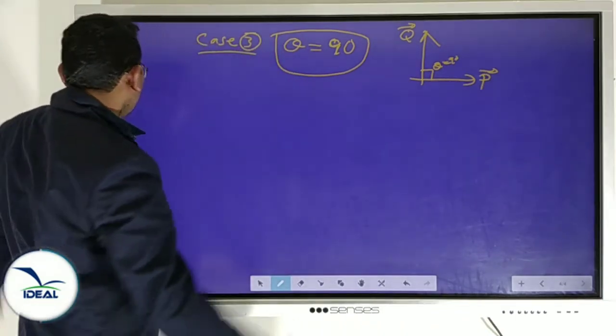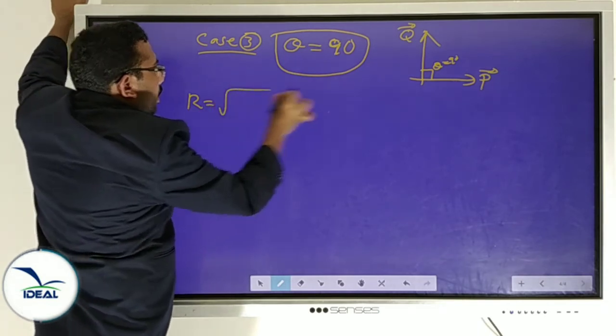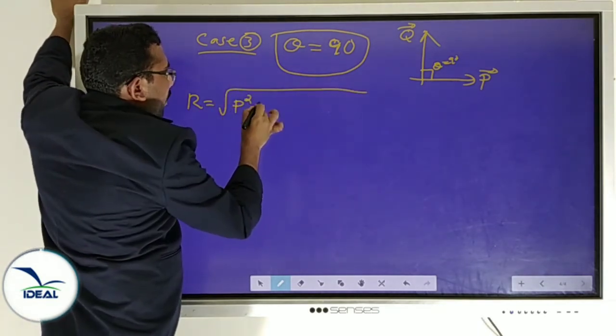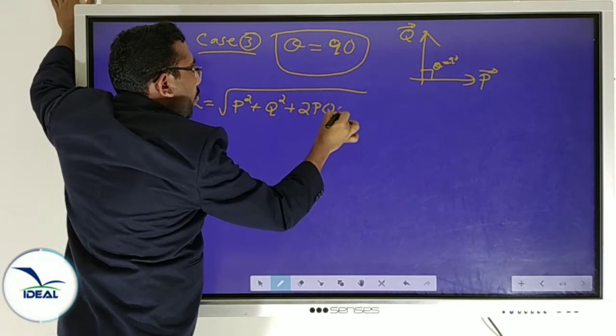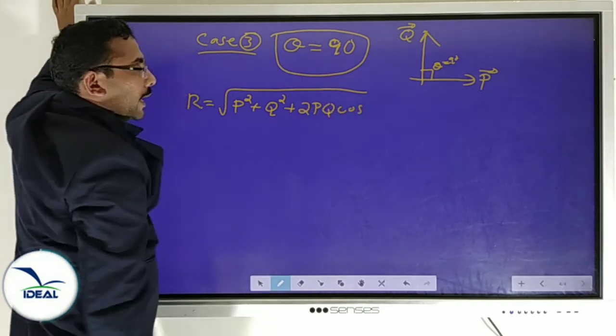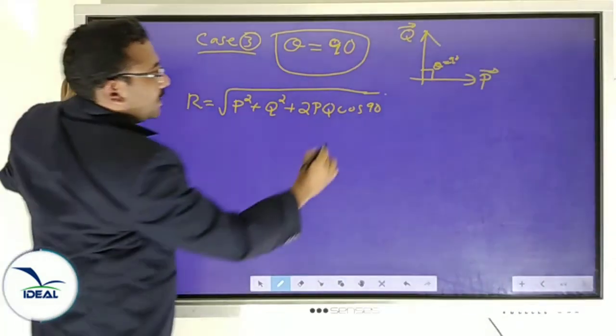Then what is the magnitude and direction of the resultant? Magnitude R equal to root of P square plus Q square plus 2PQ cos 90. What is cos 90?